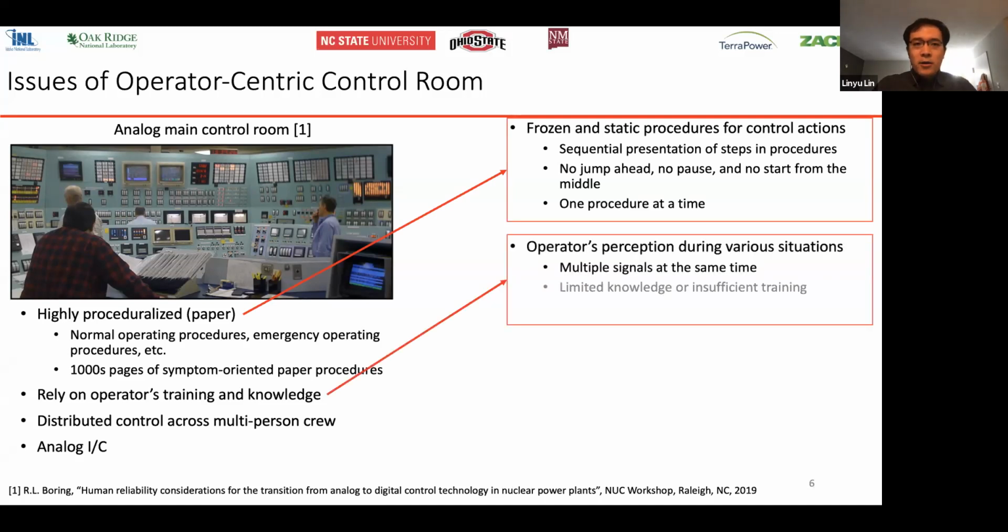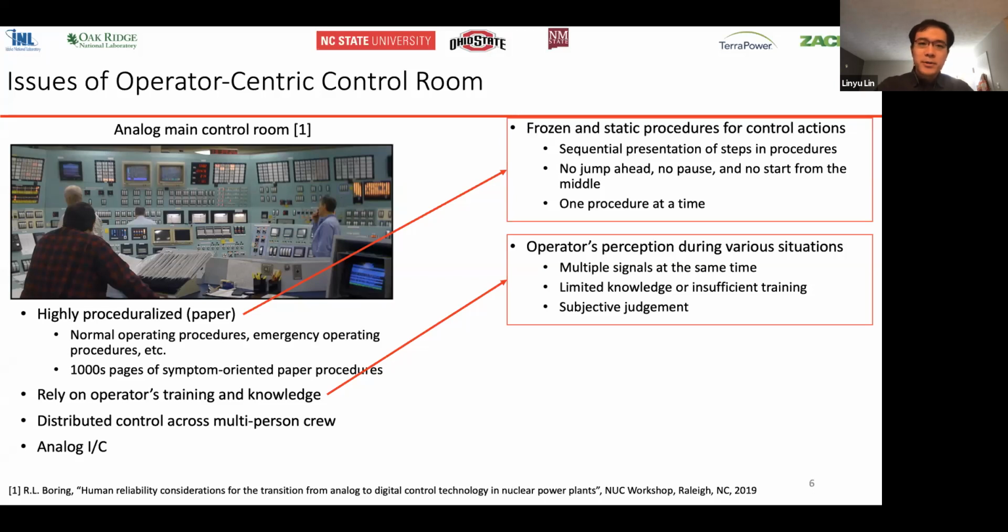And the second feature of the operator-centric room is that it relies on operator training and knowledge. That means during accident or nominal situations, you have to rely on operator perception of the current situation, which means the operator has to digest the signals from the reactor and use his knowledge to decide what the current status of the reactor is and make a decision on which procedure he should follow. Therefore, when an operator has limited knowledge or insufficient training, he may conduct wrong control actions, not to mention those scenarios that have never occurred in the operating history of nuclear reactors. Meanwhile, because it's a human operator, the human judgment can be subjective and can be biased.